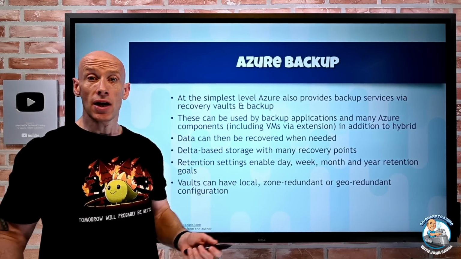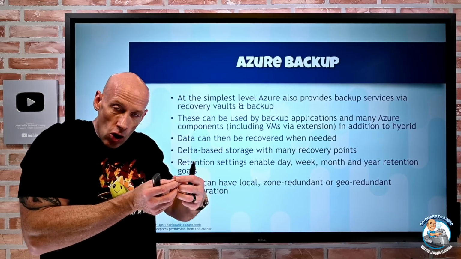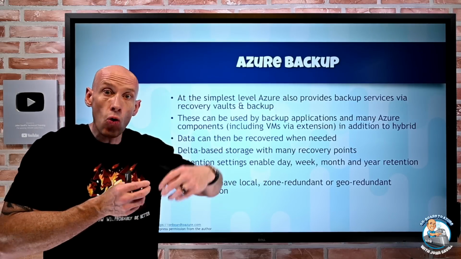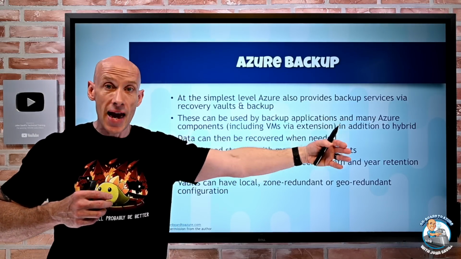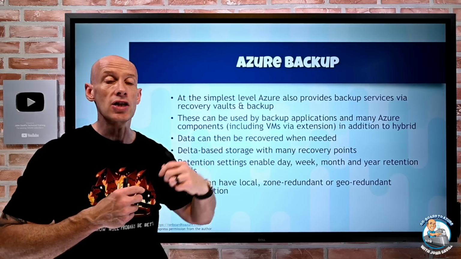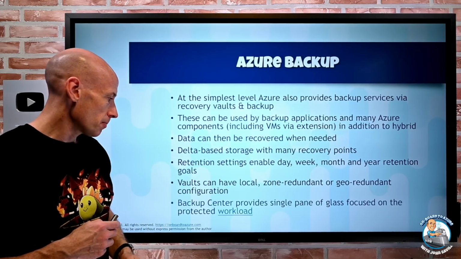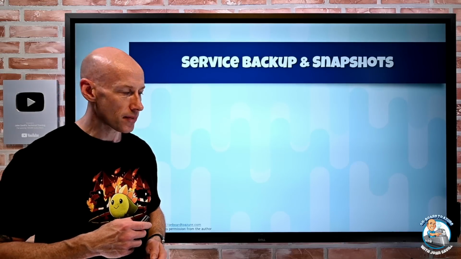The vaults themselves, I can configure the resiliency on them. Is it just locally? Is it copies over all the AZs in the region? Or I want a copy of the vault's data to another paired region. And I can often also do a cross-region restore. So I can actually restore to that paired region. And again, Backup Center provides me a nice view on that.